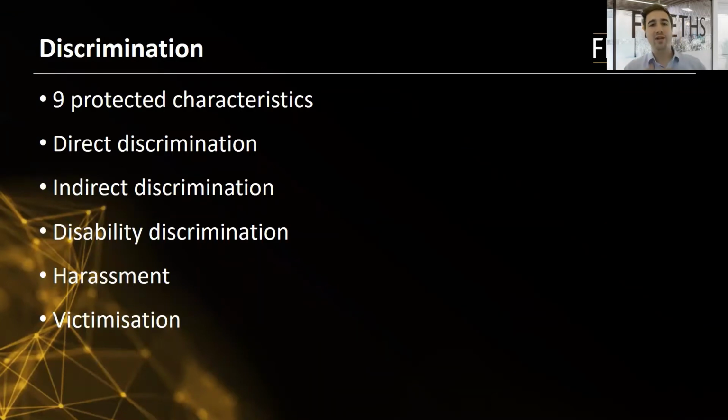People say, I'm being victimized, I'm the victim in this scenario. But victimization under the Equality Act is where the individual does a protected act. So a protected act is either making a claim under the Equality Act, assisting somebody else in making a claim, or making an allegation that the employer has contravened the Equality Act as well. Those would all be protected things that an employee does.